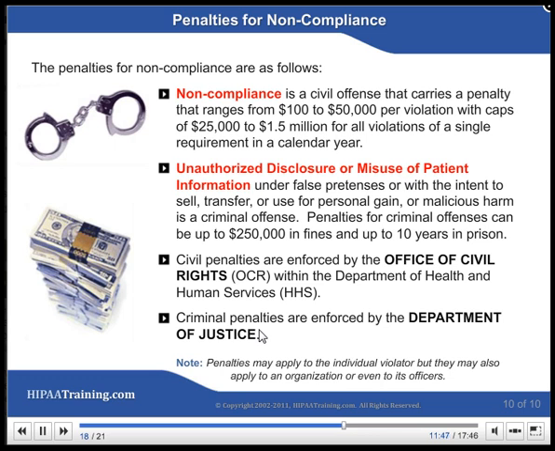Civil penalties are enforced by the Office of Civil Rights, OCR, within the Department of Health and Human Services, HHS. Criminal penalties are enforced by the Department of Justice. Note: penalties may apply to the individual violator, but they may also apply to an organization or even to its officers.